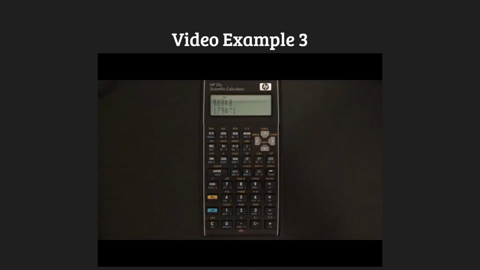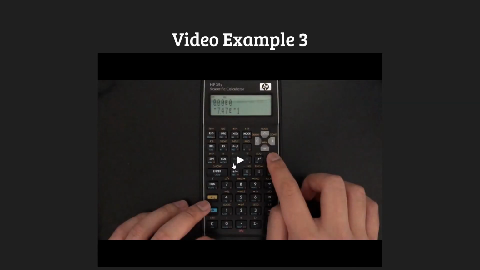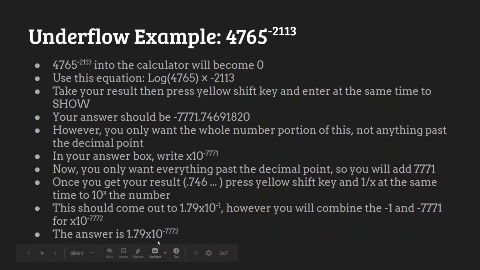So after this, we're going to add 7771, get the result, yellow shift key and 10 to the x, 1 over x, to 10 to the x that. And remember, back here, we're going to add one more. So instead of 7771, it's going to be 7772.